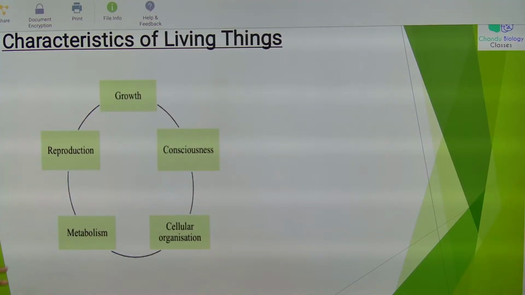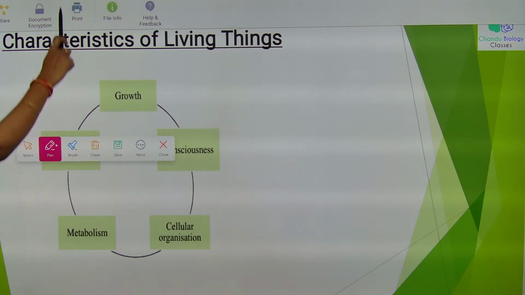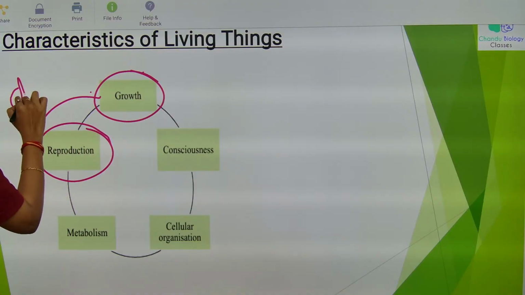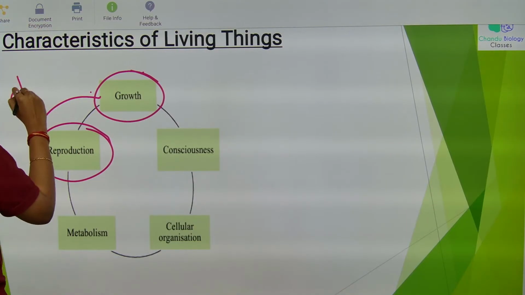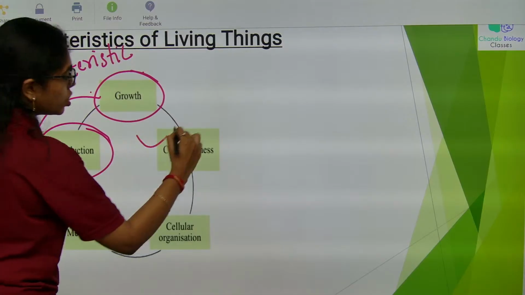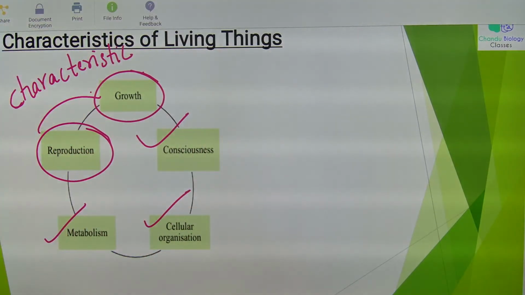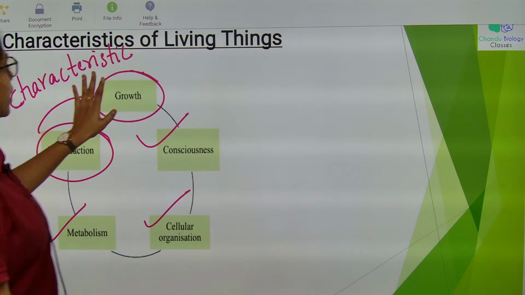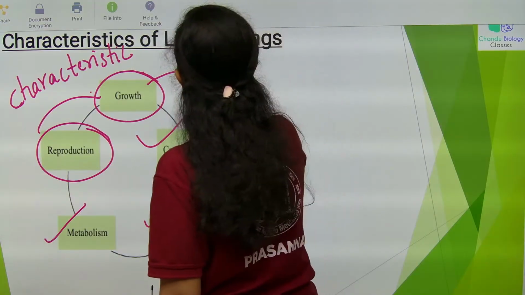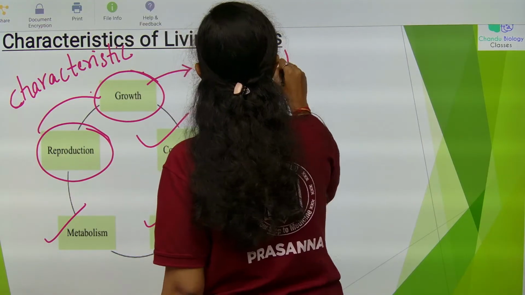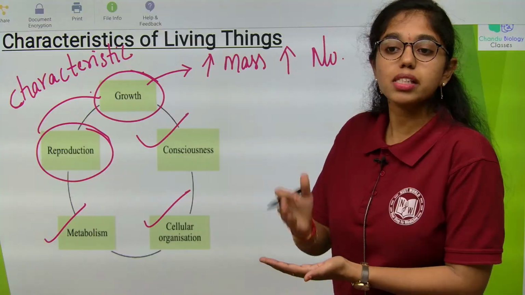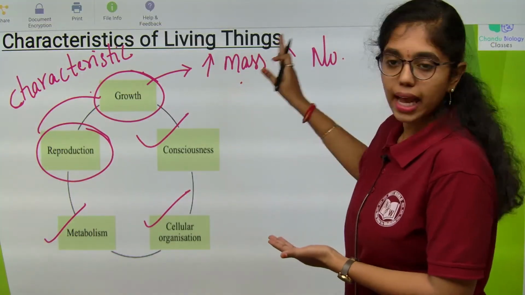So first, characteristics of living things. Growth, reproduction, these both are the characteristic features, whereas consciousness, cellular organization and metabolism are the defining features. Let me give you the gist of growth. Growth, as we have discussed, it is nothing but increase in mass or increase in number, okay. But in living things we can define growth as irreversible permanent increase in mass and number, okay.